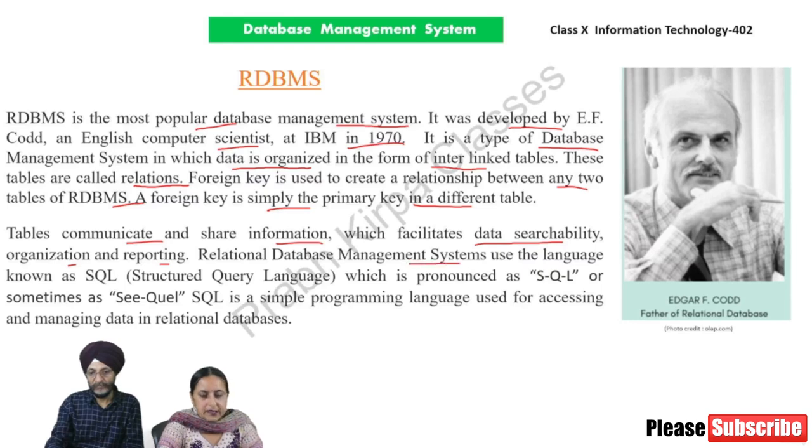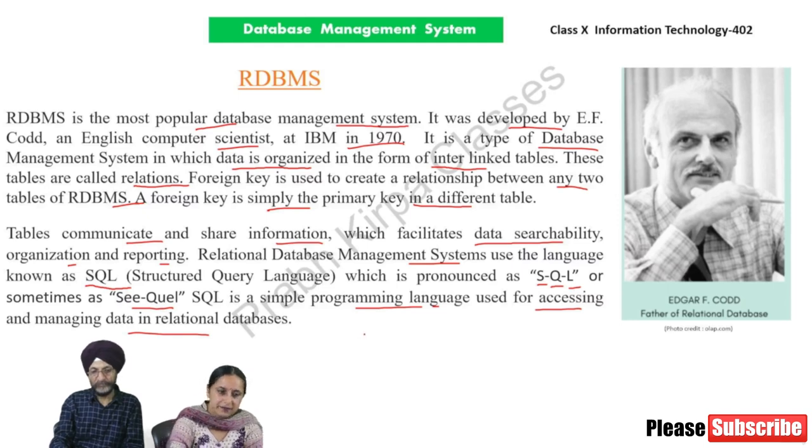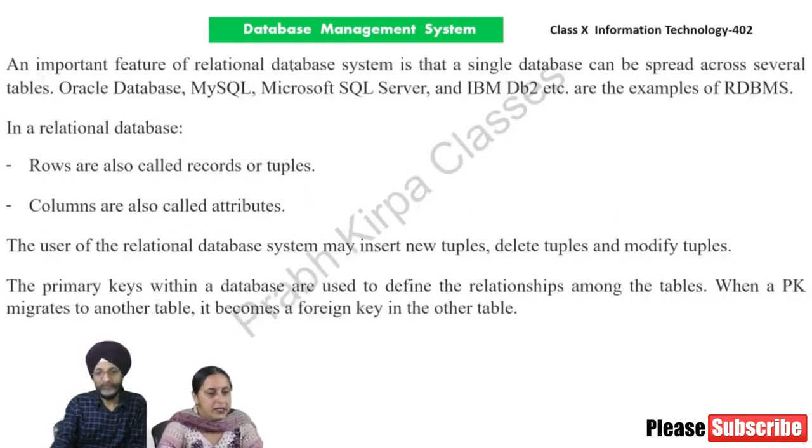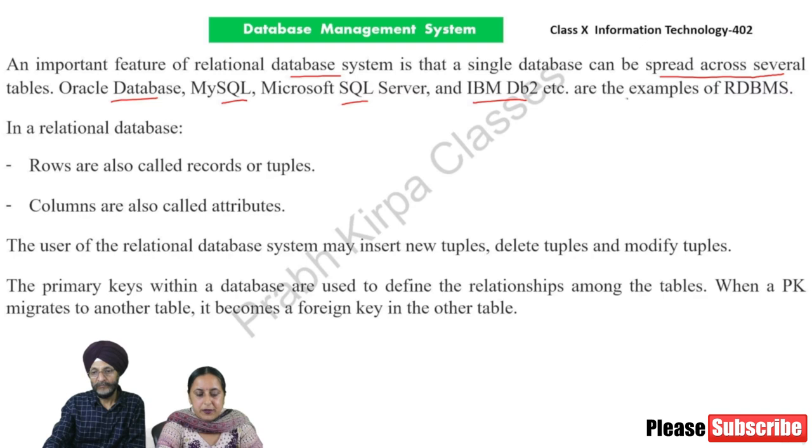Relational database management systems use the language known as SQL, structured query language, which is pronounced as S-Q-L or sometimes as sequel. SQL is a simple programming language used for accessing and managing data in relational databases. An important feature of a relational database system is that a single database can be spread across several tables. Oracle database, MySQL, Microsoft SQL Server, IBM DB2, etc. are the examples of RDBMS.